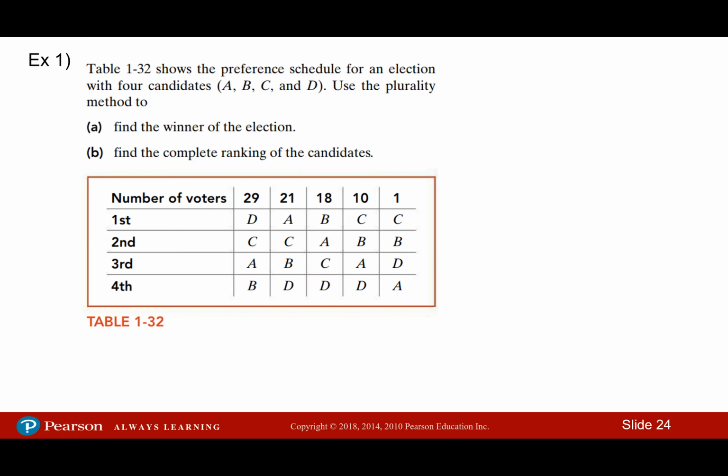Table 1.32 shows the preference selection for 4 candidates, A, B, C, D, plurality vote. Find the winner of the selection. So according to the plurality vote, I got A has 21 votes. B count is 18. C is actually 11, because you count the 10 and the 1. And D would be 29. So by the plurality method, that's the winner right there.